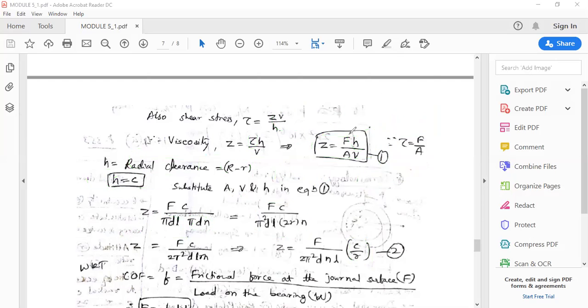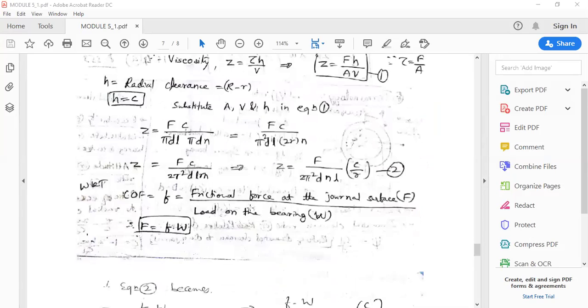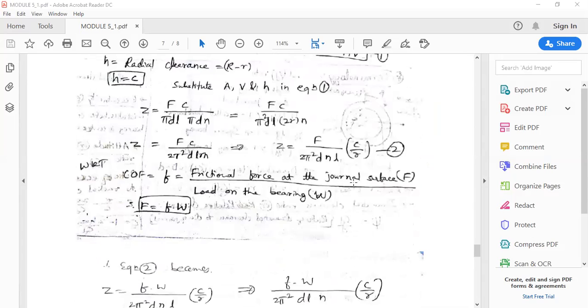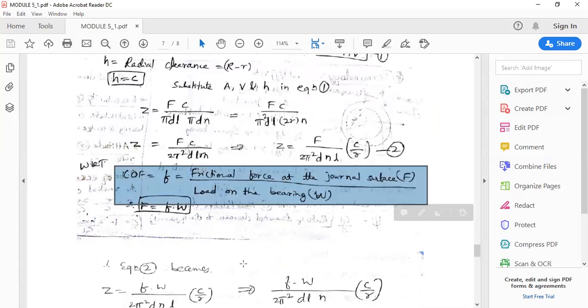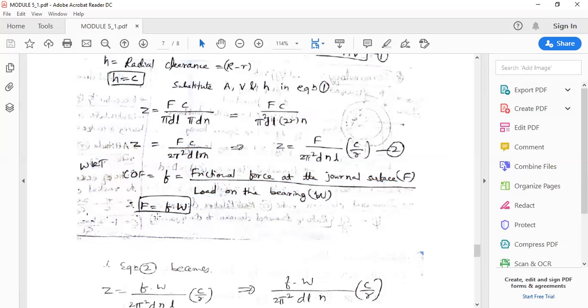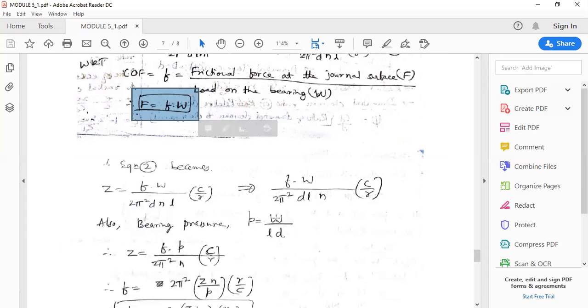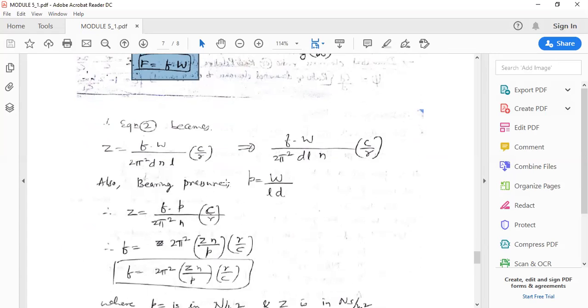And with respect to the fundamental definitions, the coefficient of friction is defined as the ratio of frictional force at the journal surface divided by the load acting on the bearing. So which is written in the form of a statement here: ratio of force of friction at the journal surface divided by load acting on the bearing. So the force of friction F is given by small f into W, by cross multiplication, coefficient of friction multiplied by the normal load. So in equation 2, the numerator capital F is replaced by small f into W. Small f is COF, coefficient of friction, and W is the load acting on the bearing.